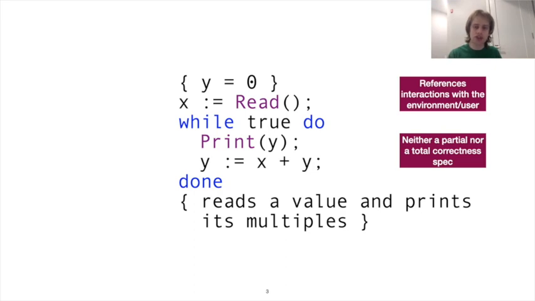If it was a partial correctness specification, the fact that there's this while true loop that obviously diverges would make it trivially hold. If it was a total correctness specification, the fact that there's a while true loop that obviously doesn't terminate means we can't prove it terminates, so it trivially won't hold. Neither of these are what we want, so we need something richer, something that lets us reason about what this program is doing as it is diverging.